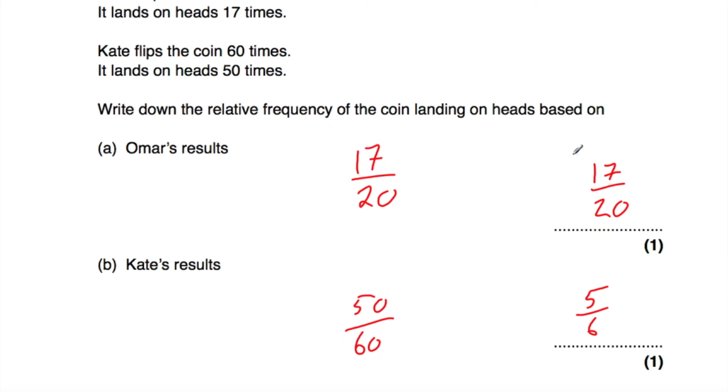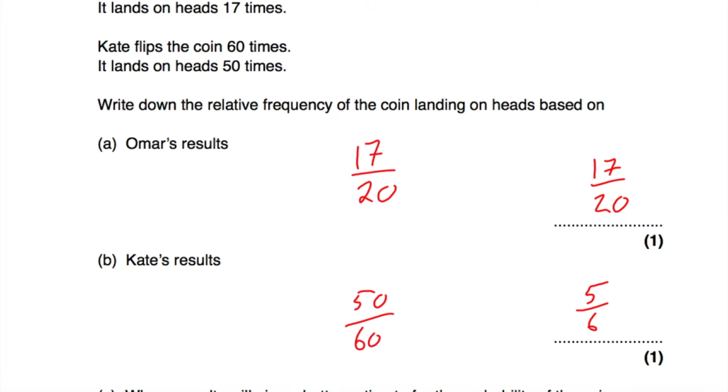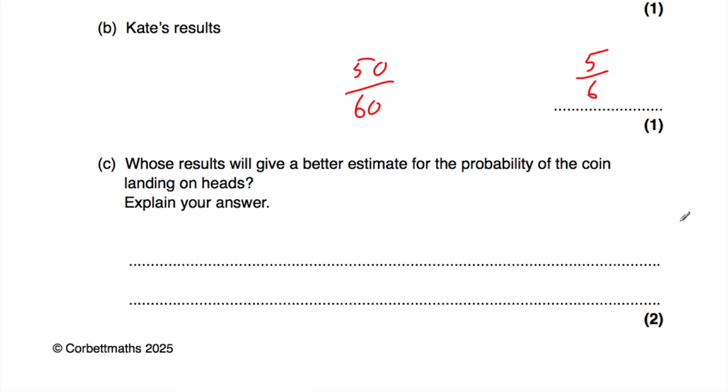So that's it. So the relative frequency of the coin landing on heads based on Omar's results would be 17/20, and based on Kate's results would be 50/60. That's fine, or 5/6. Okay, if we go on down, part C says whose results will give a better estimate for the probability of the coin landing on heads? Explain your answer. Now, if we want a more accurate result, if we want a better estimate, you want to do the trial or the experiment as many times as possible, because the more times you do it, the more accurate your results will be.